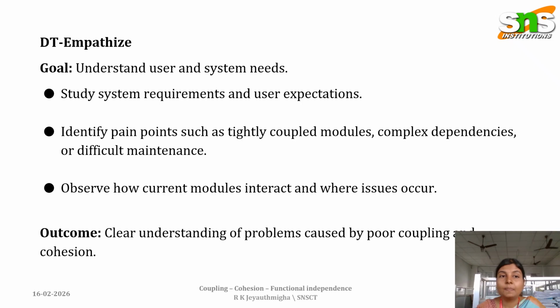Let us empathize. The goal is to understand user and system needs. Study system requirements and user expectations. Identifying the pain points, such as tightly coupled modules, complex dependencies, or difficult maintenance. Observe how current modules interact and where issues occur. The outcome is the clear understanding of the problems caused due to poor coupling and cohesion.